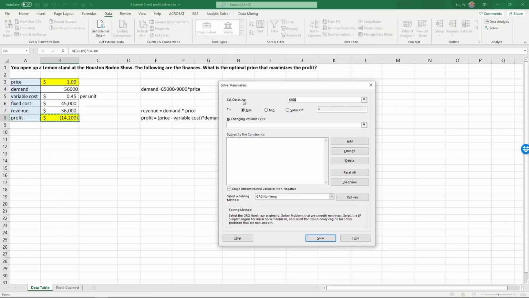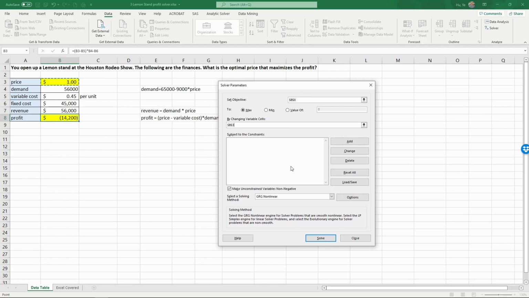So click on solver, and in the solver window, the top part is to set objective. So this is the value you want to either maximize, minimize, or set it to a specific value. Here we are already focusing on the cell B8, and we want to maximize the profit. So we want to maximize the value in cell B8 by changing the variable cells. So the second part of the parameter you want to set is, what do you want to change in order to maximize this profit? And this variable we want to change is the price. So we want to change price in order to maximize profit.